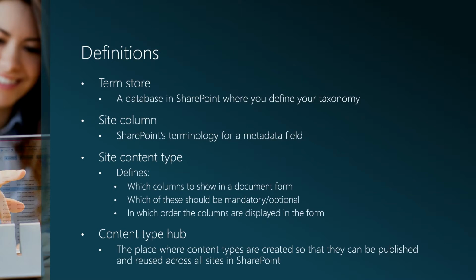The term store is a database in SharePoint where you define your taxonomy. A site column is SharePoint's terminology for a metadata field. The site content type defines which columns to show in a document form, which of these columns should be mandatory or optional, and in which order the columns are displayed in the form. Lastly, the content type hub is a place where content types are created so that they can be published and reused across all sites in SharePoint.